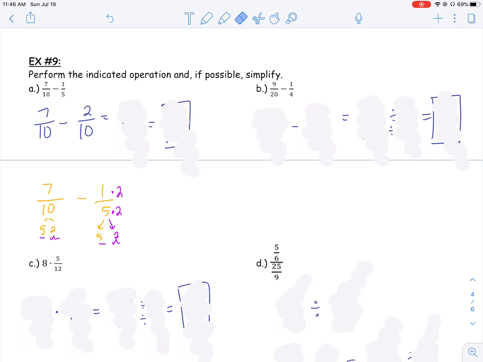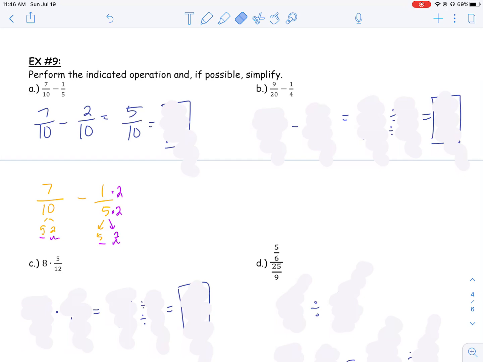So it looks like the 7 over 10 already had that common denominator of 10, so I didn't have to multiply it by anything. But I did need to take the 1/5 and multiply the numerator and denominator both by 2, so I can get it to be a common denominator of 10. And now that they have common denominators, I should be able to subtract their numerators and just keep that common denominator. So 7/10 minus 2/10 is really 5/10. Now, you might have noticed that there's a common factor of 5 in 5 and 10 that can be reduced.